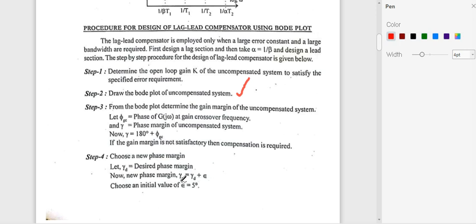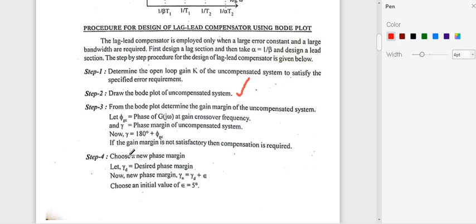We know that the new phase margin gamma n equals gamma d plus epsilon, the same as in the lag compensator technique. This initial phase lag epsilon is initially chosen as 5 degrees. Gamma d is the desired phase margin, or the required specification, that we need to achieve. From this equation we get gamma n.